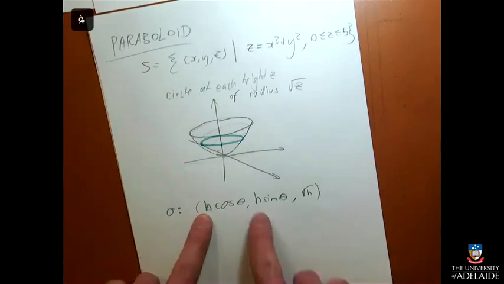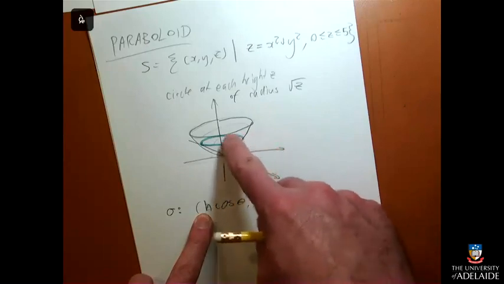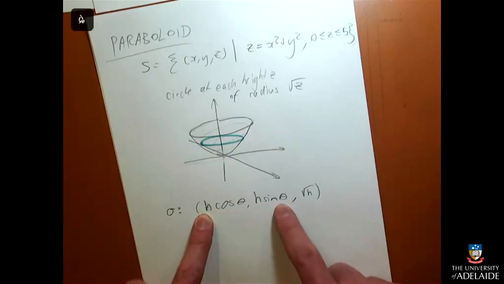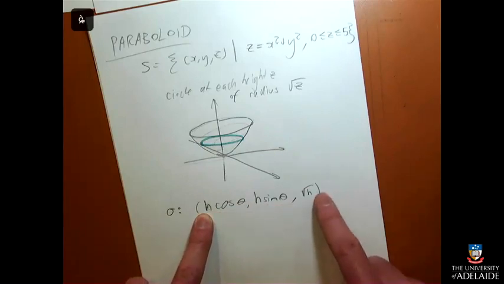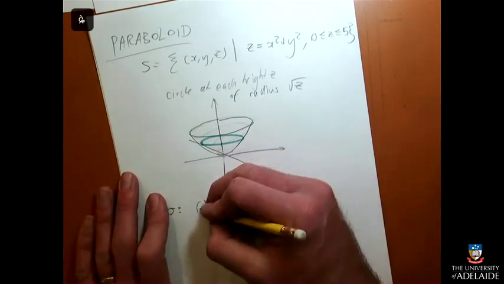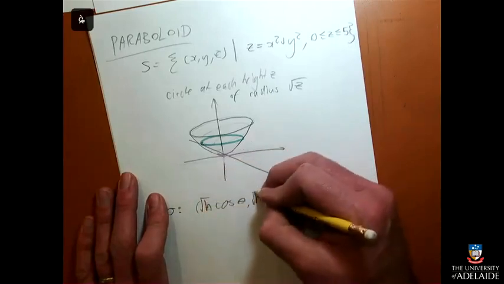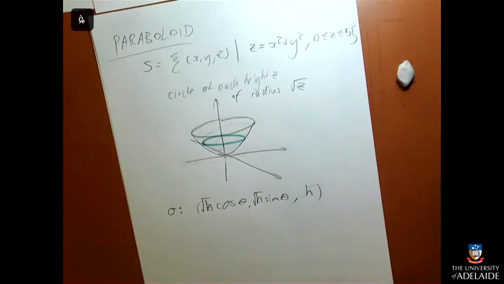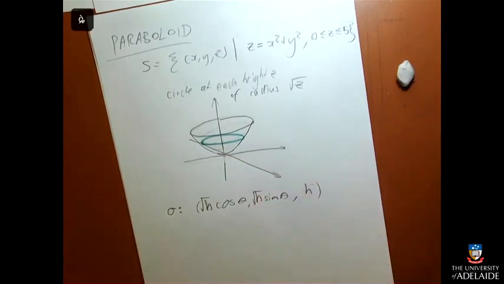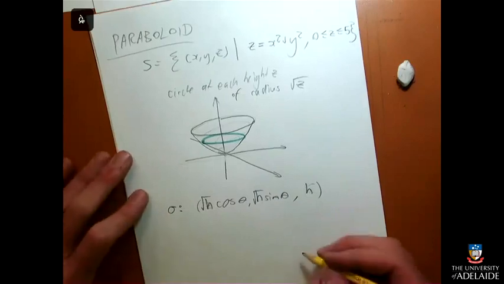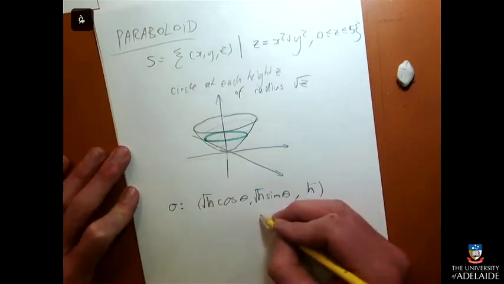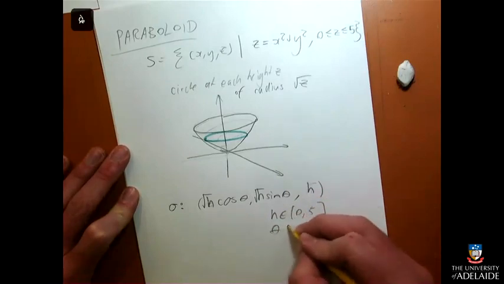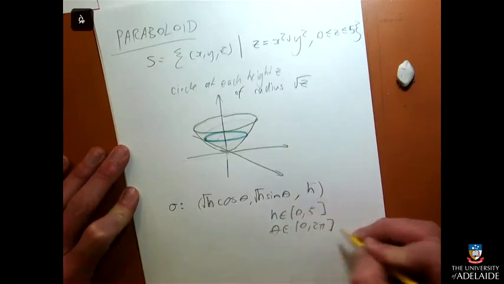So you pick a height, and at that height the radius is root h. So the parameterization is root h cos theta, root h sin theta, h. Crap, other way around. Sorry guys. That makes more sense. Sorry about that. I pick a height and the radius is root h. So h goes from 0 to 5 and theta goes from 0 to 2 pi.